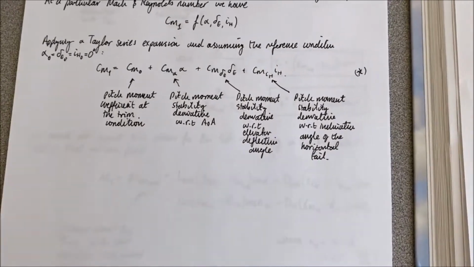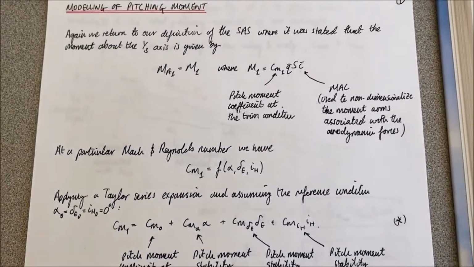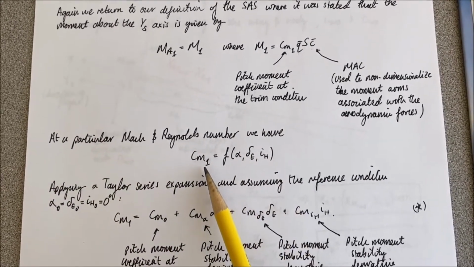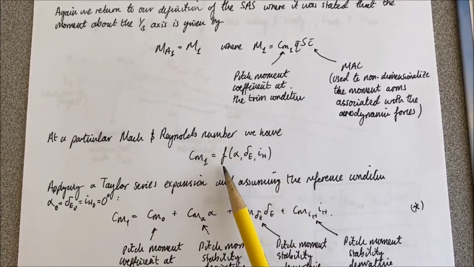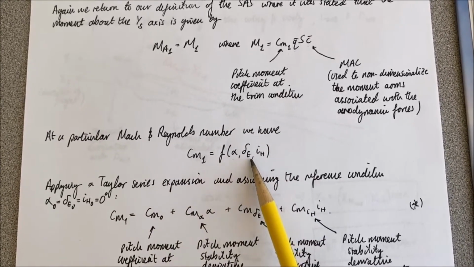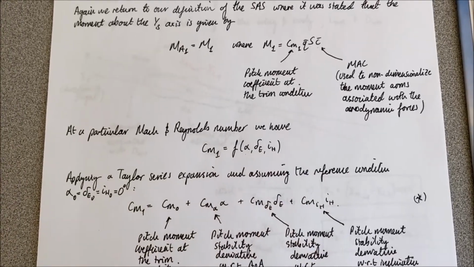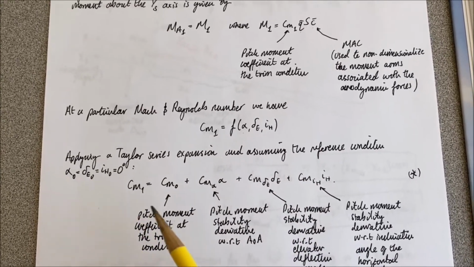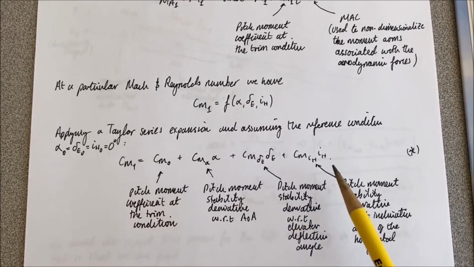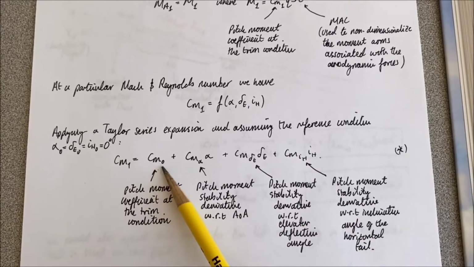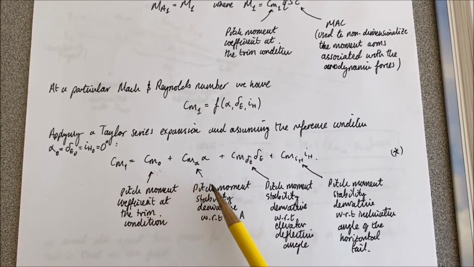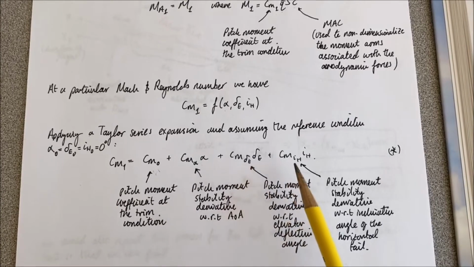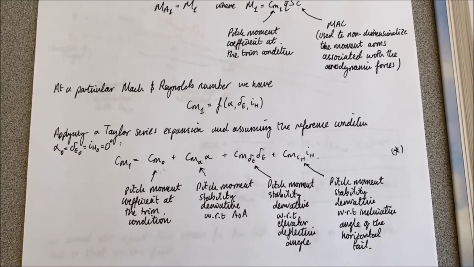Okay, so as we looked at before for the drag and lift forces, at a particular Mach and Reynolds number, this pitch moment coefficient is a function of angle of attack, elevator deflection angle, and the incidence angle of the horizontal tail. So again, we can apply a Taylor series expansion about the reference condition, this one here, to get this. So obviously pitch moment coefficient at the trim condition, and then the pitch moment stability derivatives with respect to angle of attack, with respect to elevator deflection angle, and with respect to inclination angle of the horizontal tail.